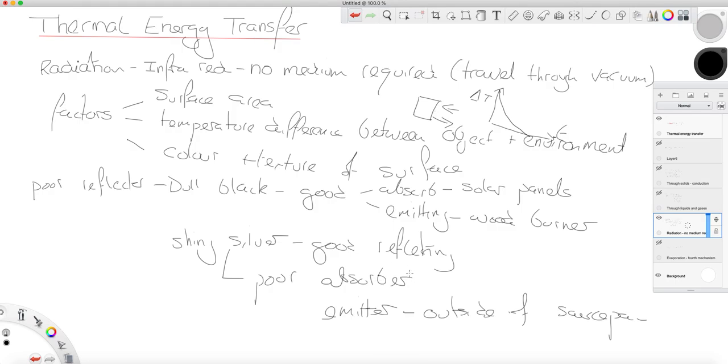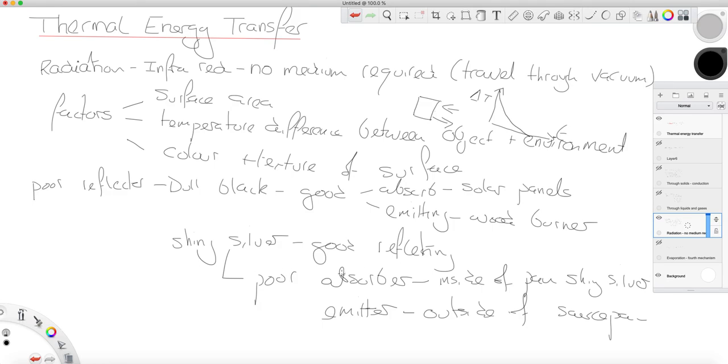If you want something to stay cool, then paint it or colour it shiny silver. So this is going to reflect radiation, so you might make the inside of your saucepan shiny silver as well. So it reflects. They don't tend to, but you could do, so that radiation is reflected back in.